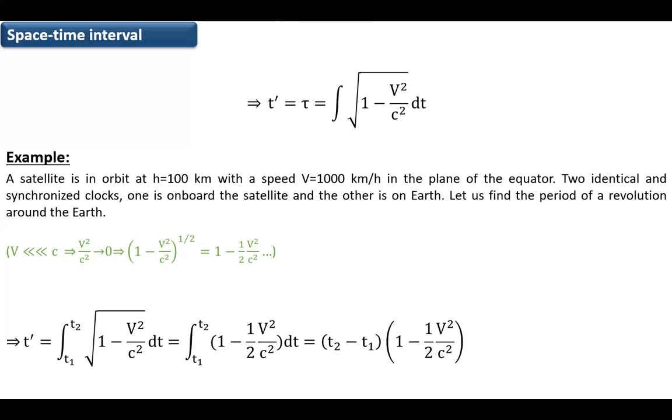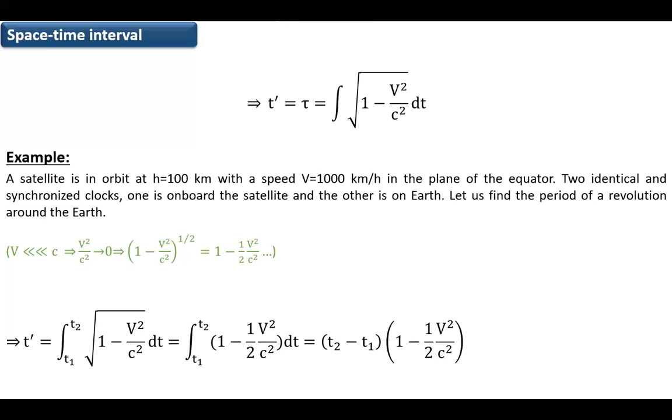Of course, in this case, the velocity, which is 1,000 kilometers per hour, is a very, very small velocity compared to the speed of light. You are comparing 1,000 kilometers per hour to 3 by 10 to 8 meters per second. So it's a very small speed. So your v squared over c squared in this case will tend to 0.